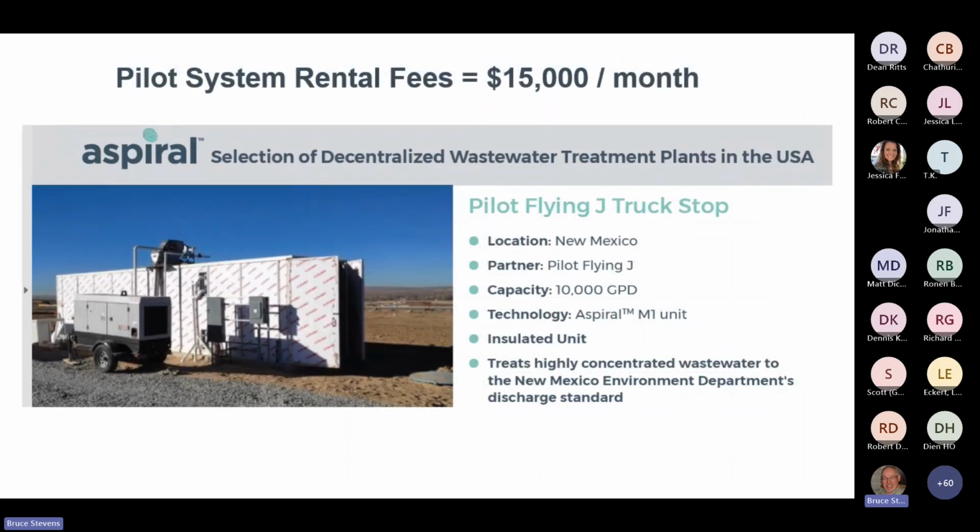This is a picture of one of our small package plants, which is rated for 10,000 gallons per day for BNR. This is at a location in New Mexico at a facility which only has that much flow, but it's the same size container. It's a 40-footer, a 10 by 10 rectangle, and this is an insulated container that would be used as the pilot for the full-scale design.